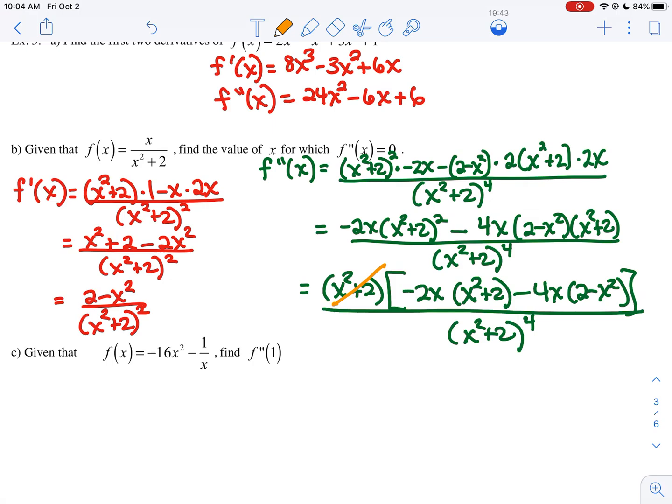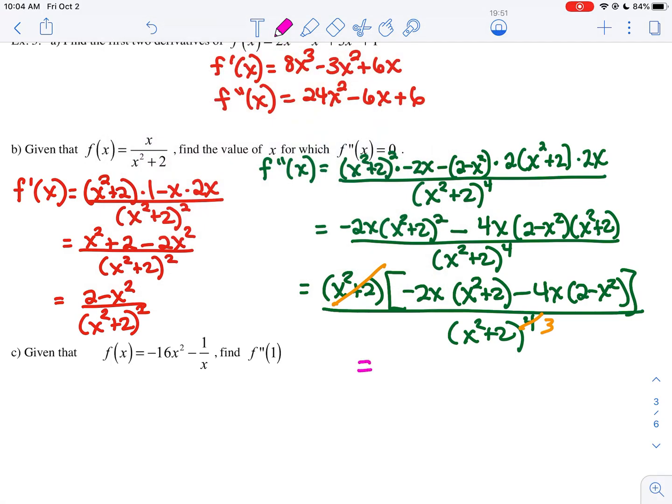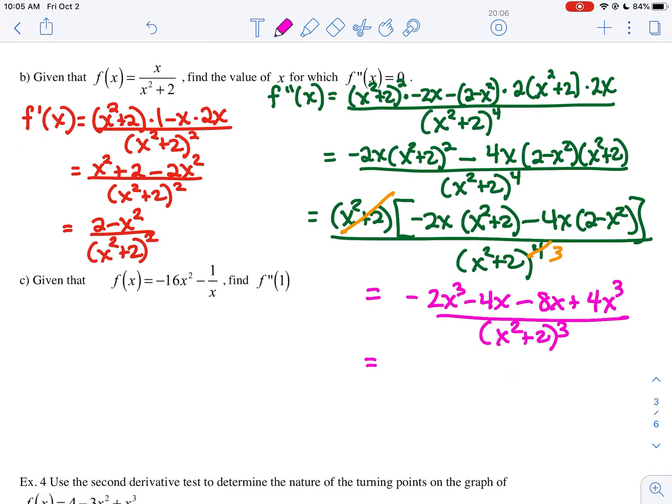So look, I can now cancel this. Sorry, let me undo that one. I just need one of those out of there. So now look, I'm going to get negative 2x cubed minus 4x minus 8x, and then notice that becomes plus 4x cubed over x squared plus 2, the quantity cubed. So that's 2x cubed minus 12x over x squared plus 2, the quantity cubed.